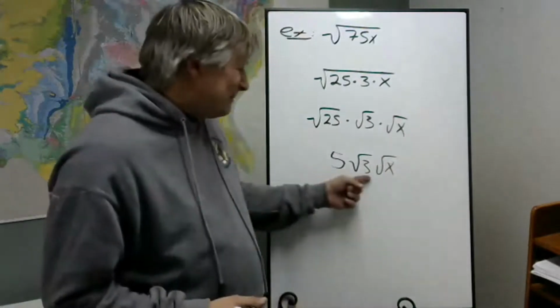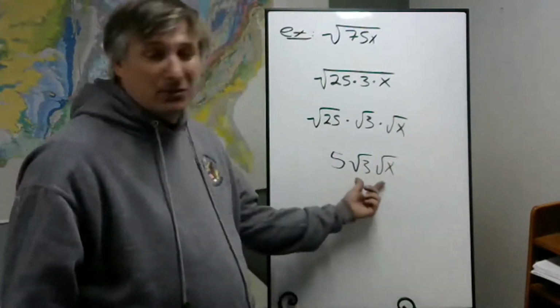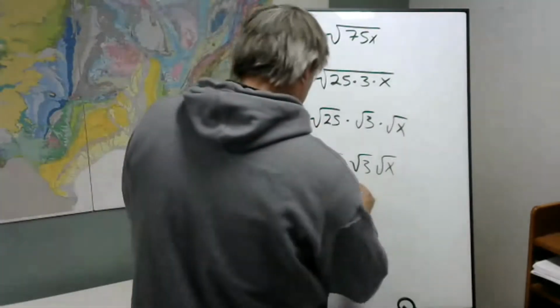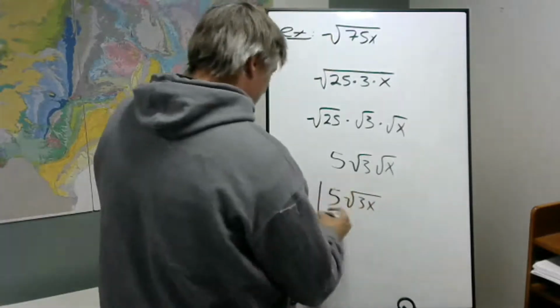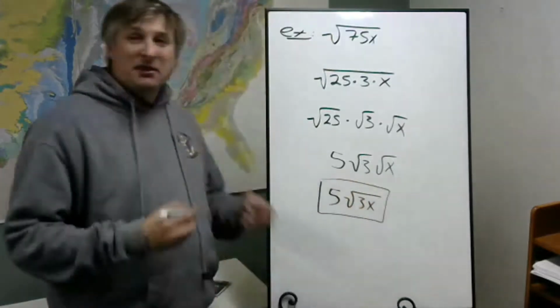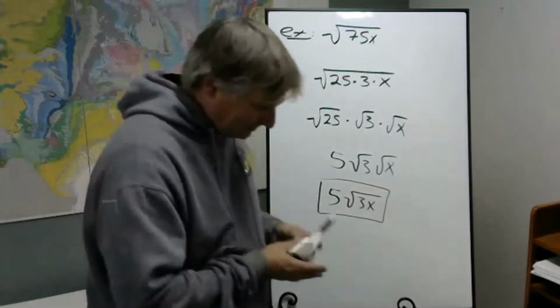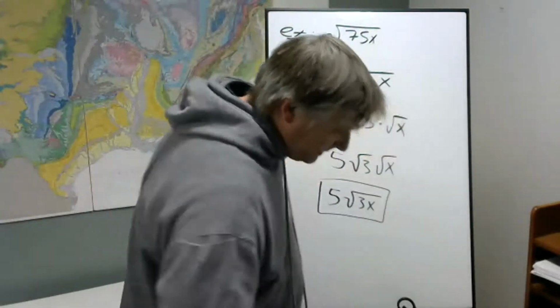I'll be honest, this is kind of messy. So to make it a little simpler, we're going to merge these two roots because they're the same root. And there we go. Now let's say we do this.